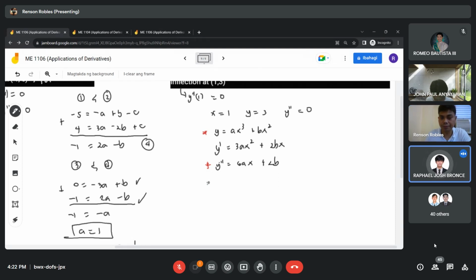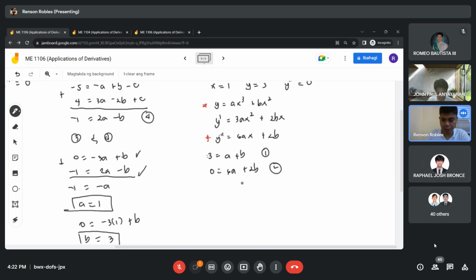Yung una pong equation ko po ay yung 3 equals A plus B. Then equation 2, yung 0 equals 6A plus 2B. Okay. Tapos tinimes ko po yung first equation ko po by 2 para po makancel, or you can use substitution.